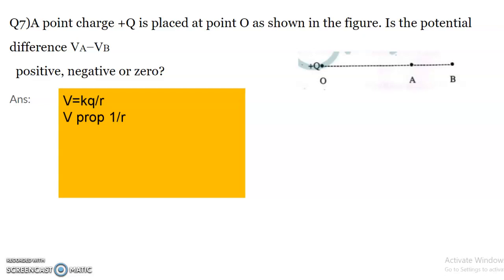So if we are going to take this VA minus VB, they are going to be greater than 0. Greater than 0. Okay. And hence VA is greater than VB. Therefore, the charge is going to be positive. Okay.